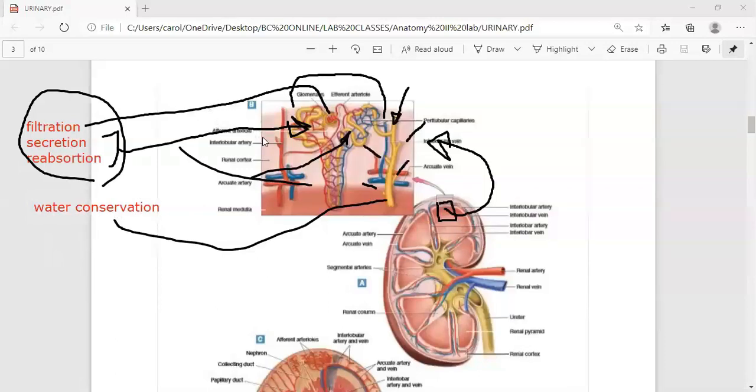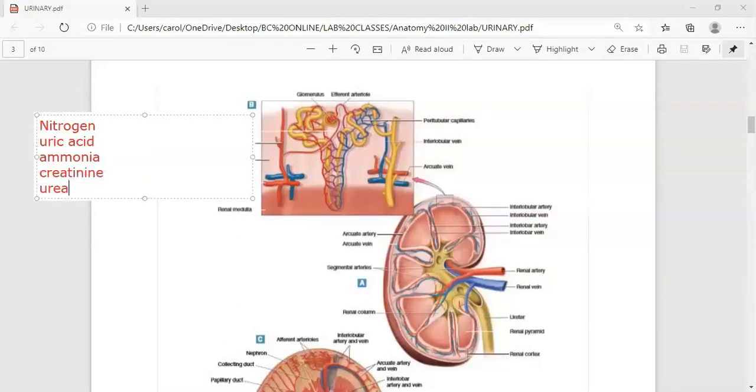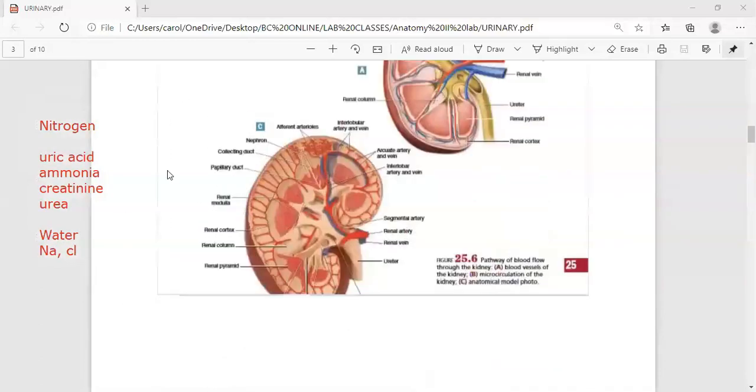Now, how filtration happens is that it filters the blood in order to remove waste. What is this waste that we remove? Mainly waste that contains nitrate, uric acid, ammonia, creatinine. In the urine, besides this waste, we're also going to have some water, and we're going to have some sodium and chloride. We're going to have some electrolytes in there as well. But all this comes basically from your blood. The blood is the one that is going to get filtered.